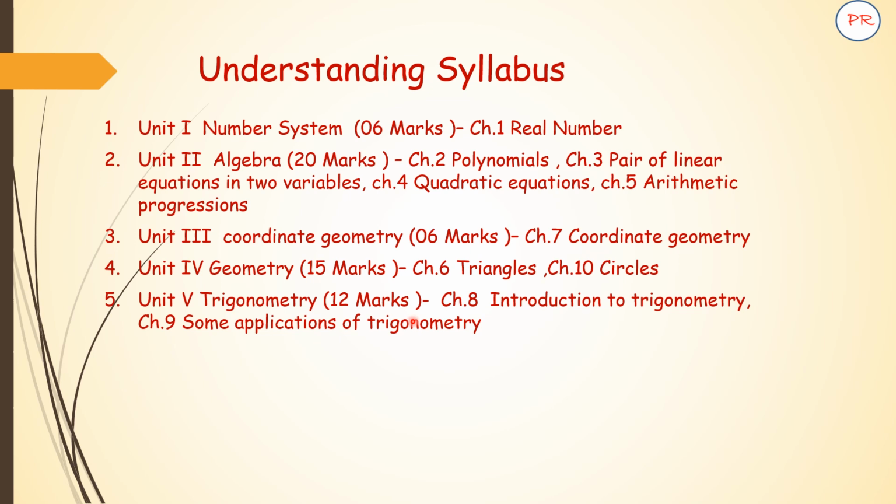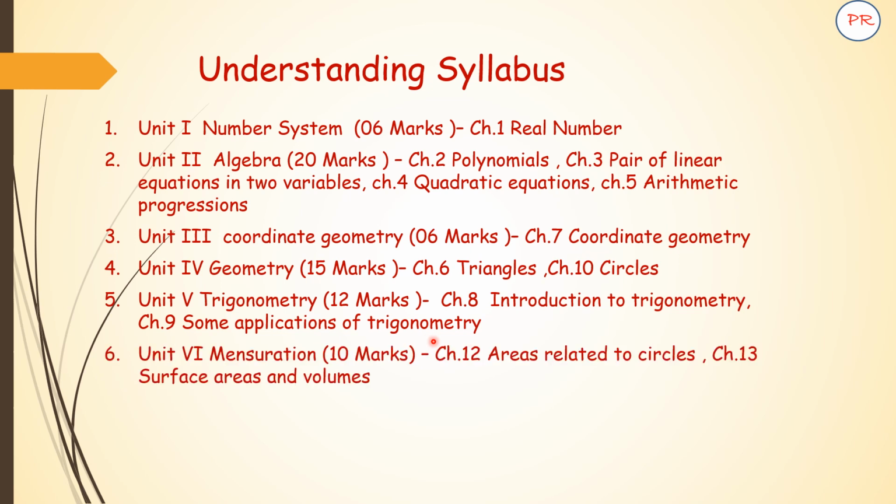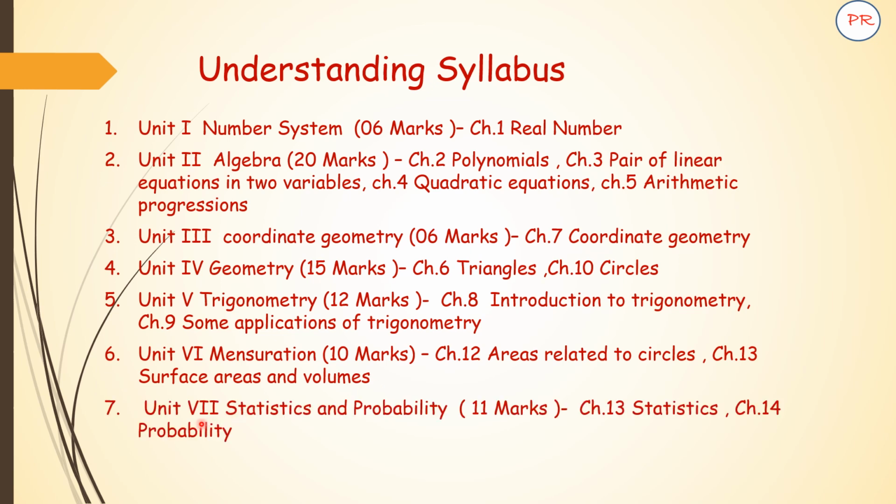So you can understand the importance of trigonometry over here. Chapter number 12, areas related to circles, and chapter number 13, surface areas and volumes, come under unit 6, that is mensuration, which will be asked for 10 marks. Unit number 7, statistics and probability, which is there for 11 marks, includes the last two chapters, that is chapter number 13 statistics and chapter number 14 probability.